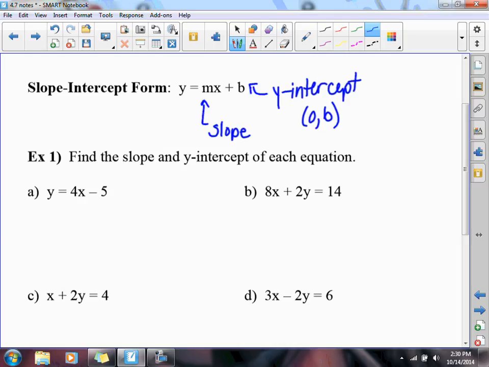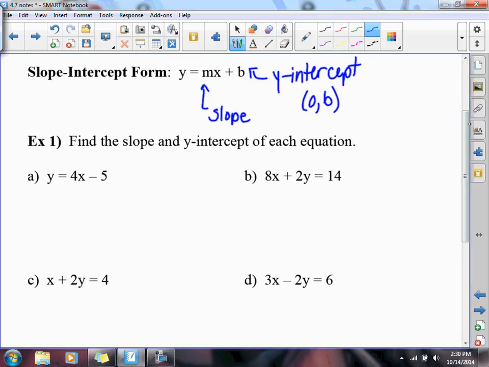Okay, so let's take a look at some problems where we're just finding the slope and the y-intercept. Now, part A is pretty easy for this one. All we have to do is look at it to find the slope and the intercept because it's already solved for y and it's already in slope-intercept form. It has the x term first and then the number. This is why, as we've been solving equations for y and putting them in function form, I've been telling you to put that x term first and then the number because now it's in slope-intercept form.